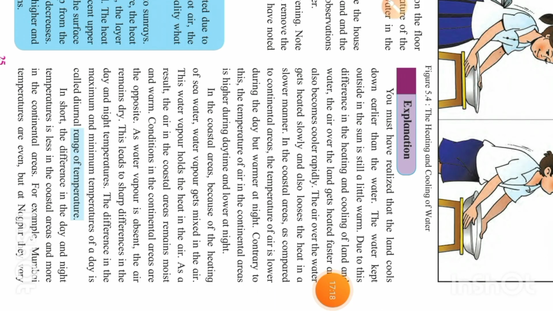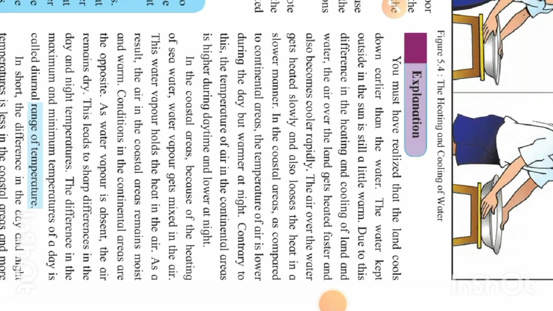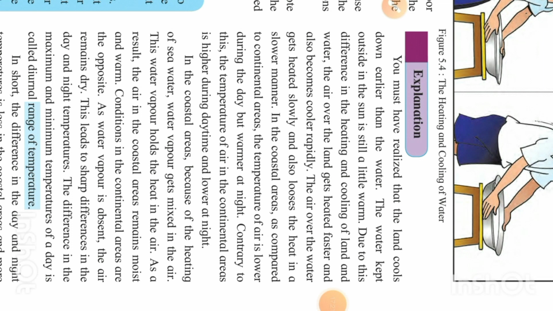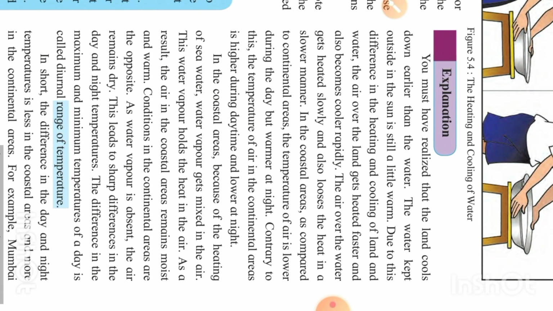Okay, let's read. You must have realized that the land cools down earlier than the water. Yes, so land gets hotter earlier as compared to water, and it gets cooled down earlier as well as compared to water. The water kept outside in the sun is still a little warm.